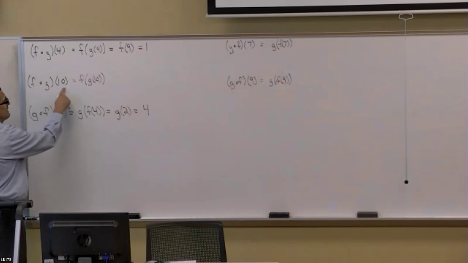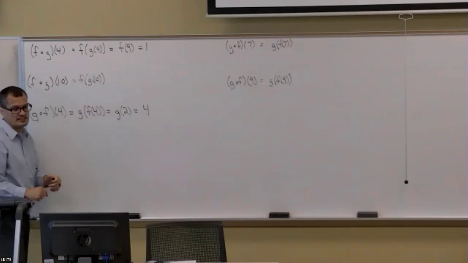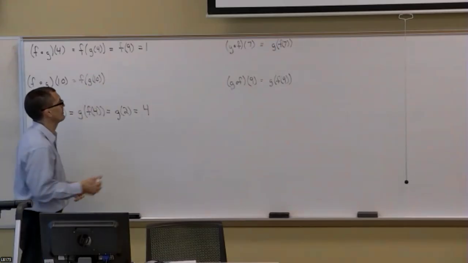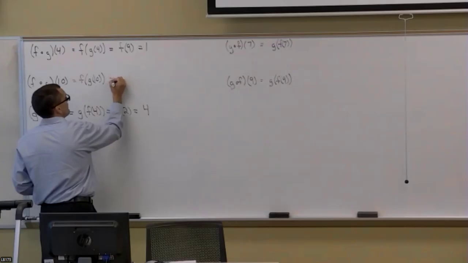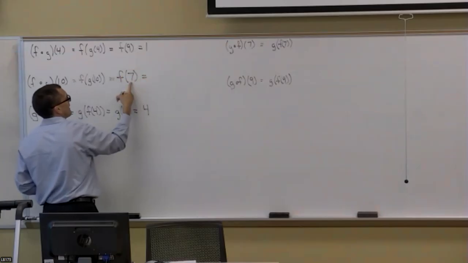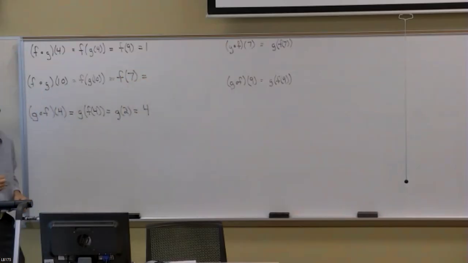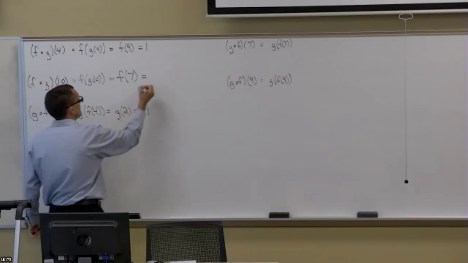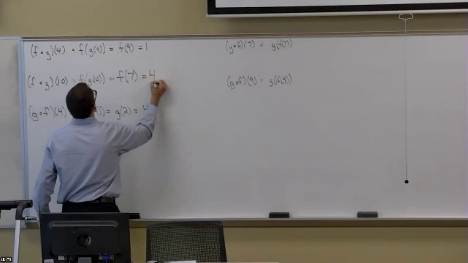F of g of 10: I asked where g sends 10. That's what I do first. And it sends 10 to the number 7. And then I ask, where does f send 7? F sends 7 to 4.